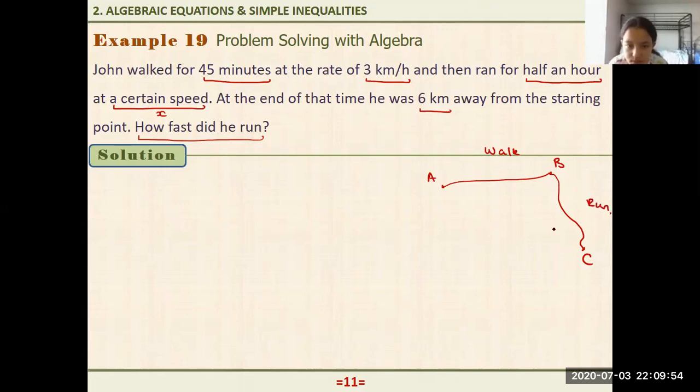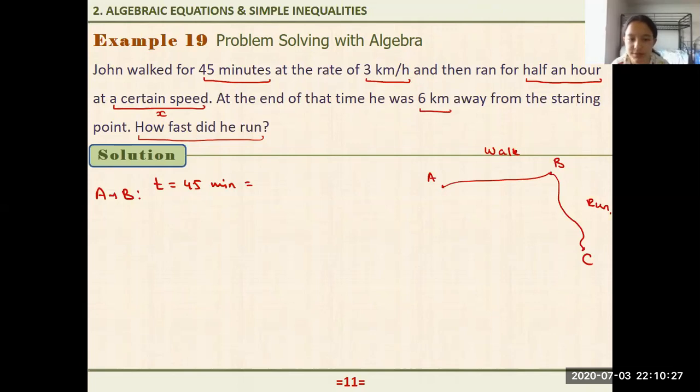He ran, actually. Now here, it says 45 minutes at the rate of 3 kilometers per hour. Let me just write here, from A to B. Let me just write the given information here. Time is given here, T is equal to 45 minutes. So immediately everything is in hour. You have to convert this into hours. How do you convert minutes into hours, Shahina?